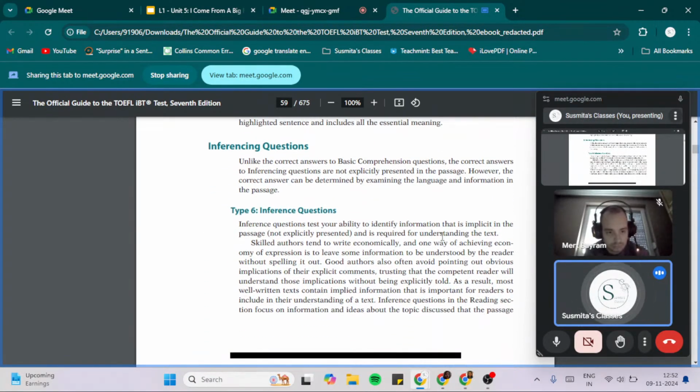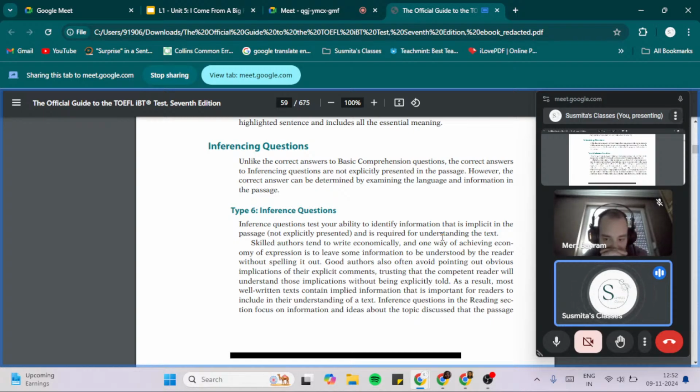Next, we have the inference question. For an inference question, you have to find out something that is mentioned in the passage implicitly, not explicitly. The way we find information for a factual information question directly, here we might not find it directly. It will be mentioned implicitly.